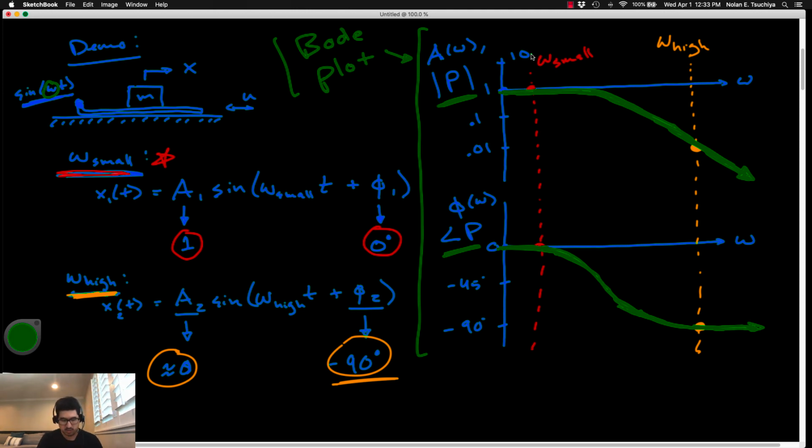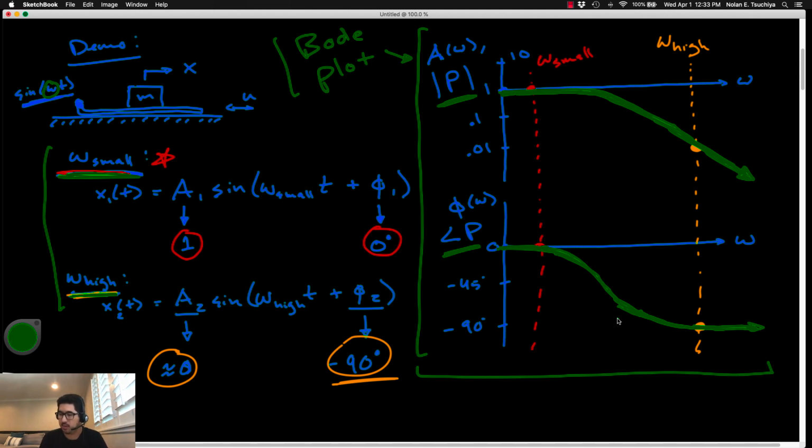Okay, so what we're going to do next is basically answer the question: for this demo, based on the little video that I showed you, we were able to get the magnitude and phase for two frequencies. The lowest frequency and the really high frequency are pretty apparent. And then I said, if you could do that experiment for all frequencies, you would trace out these green lines that represent the Bode plot.